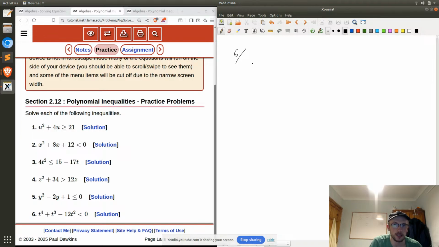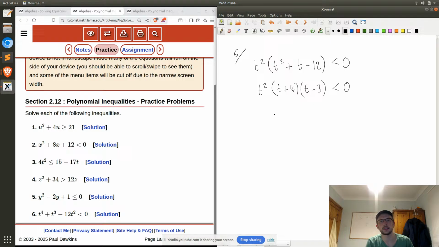Okay, all right. So factor out t squared, why not? And then you have t squared plus t minus 12 is less than 0, just like that. Okay, factor this into t plus 4 times t minus 3. And now think carefully what this is telling you.